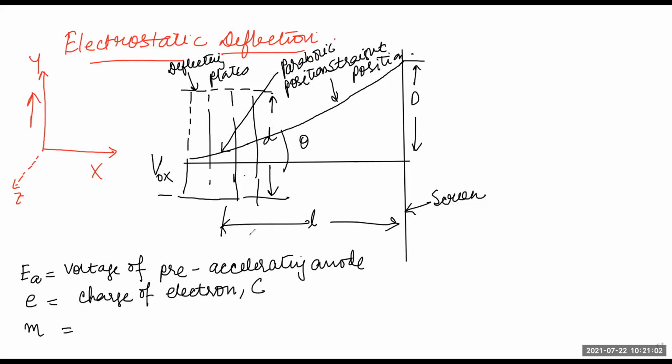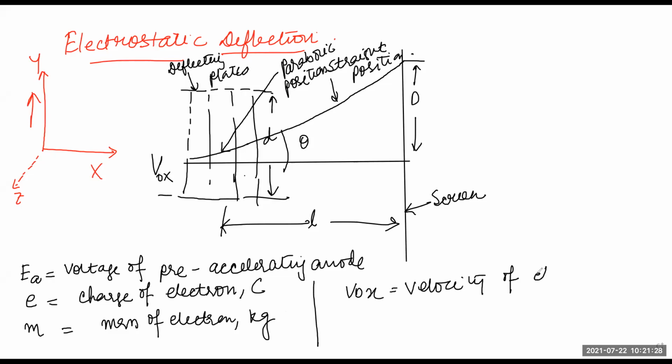What is M? Anyone? What is M? Mass of electron. Yes. Mass of electron. And what is the value of mass? That will be in kg, unit. Okay. What is this VOX which I have written? This is the velocity of electron while entering the deflecting plates.